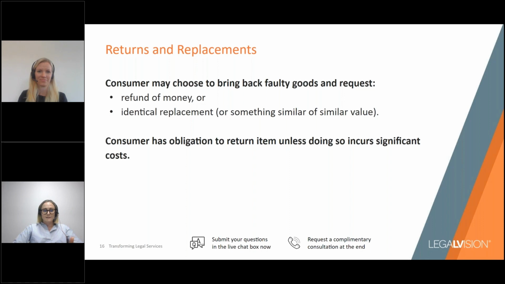Okay, so we've spoken about refunds, returns, and replacements. Kathryn will now speak about repairs.